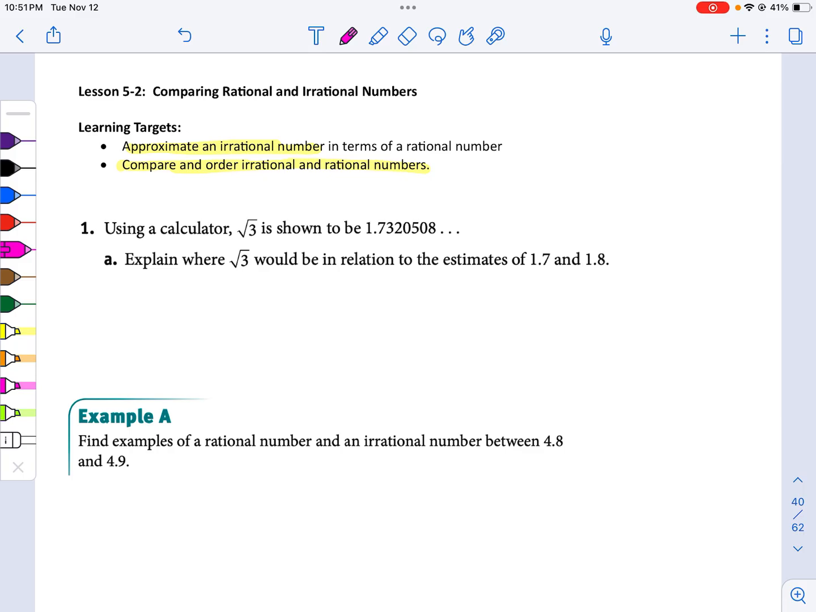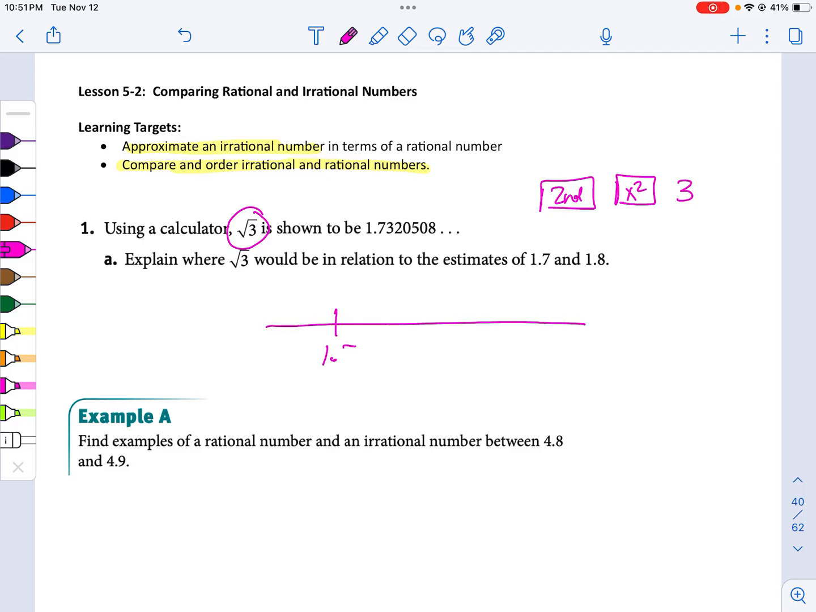All right, so square root of 3 is what we call an irrational number because it goes on forever and it doesn't repeat. So if you were to type into your calculator second and then x squared and then type in 3, so second x squared 3 and hit enter, we get a number 1.732508. Your calculator may give you one or two more numbers, but it says explain where root 3 would be in relation to the estimates of 1.7 and 1.8.